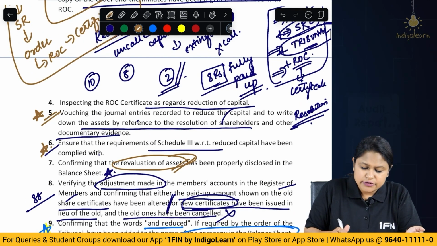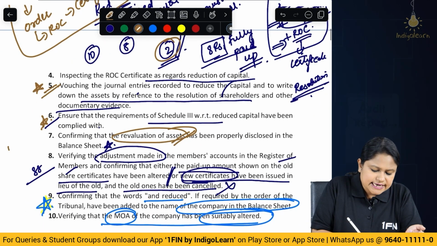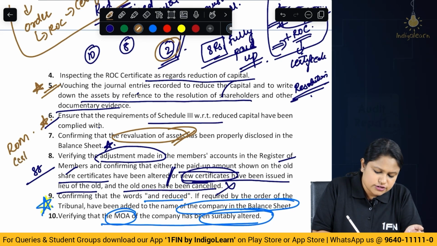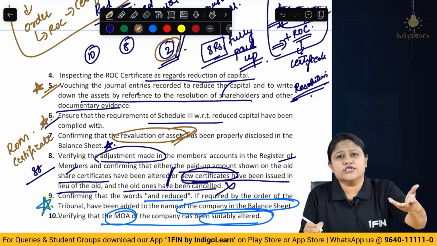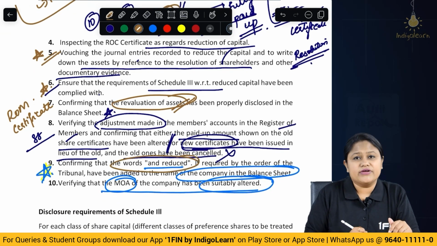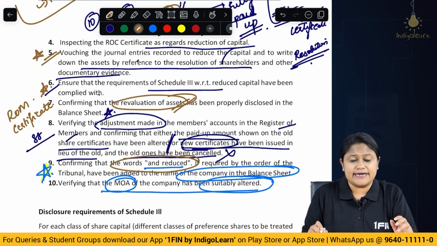Then because the valuation of shares and all will undergo change, that will have a change in the register of members. Correct? Certificates already issued to them will also be either altered or new certificates will be issued. And if you are issuing a new certificate, the old one has to be cancelled. Correct? Then the tribunal's order we read and understand, and the word "reduced" is to be added to the name of the company.